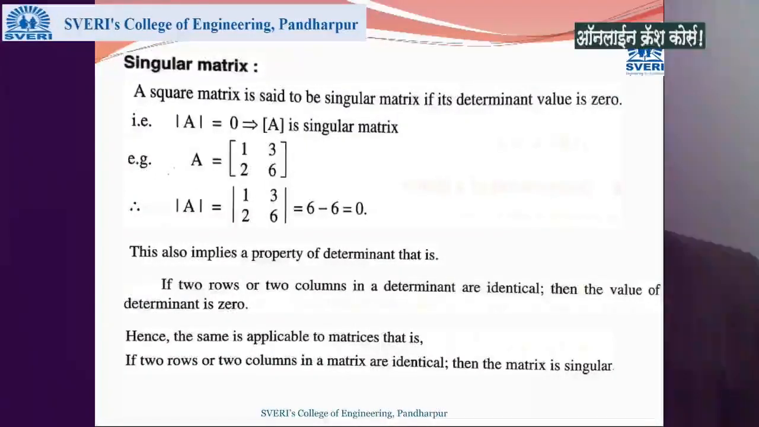If two rows or two columns in a determinant are identical, then the value of the determinant is 0. Hence, the same is applicable to matrices. That is, if two rows or two columns in a matrix are identical, then the matrix is singular. Got it?